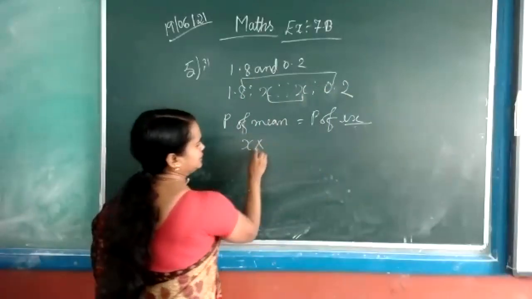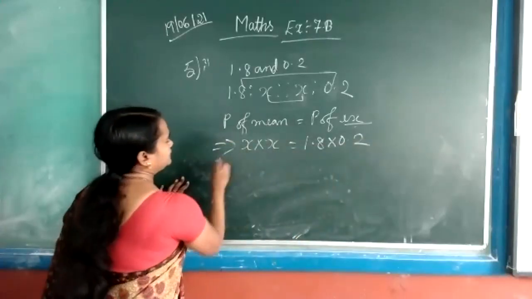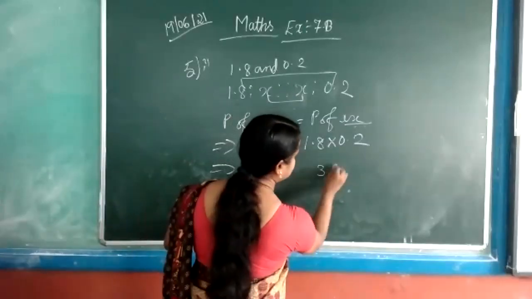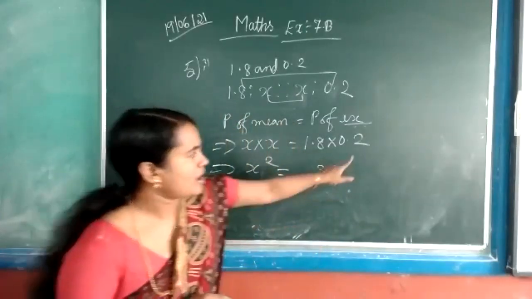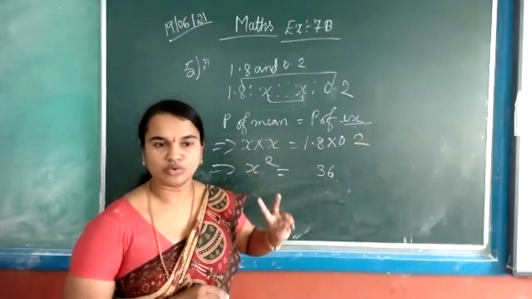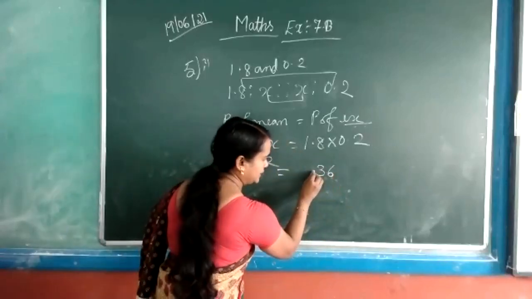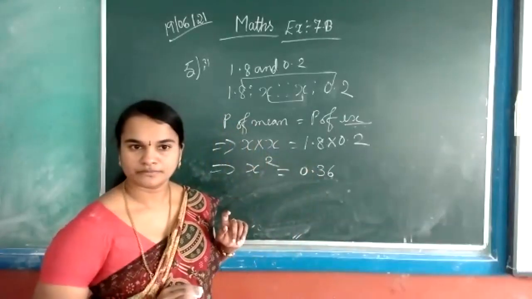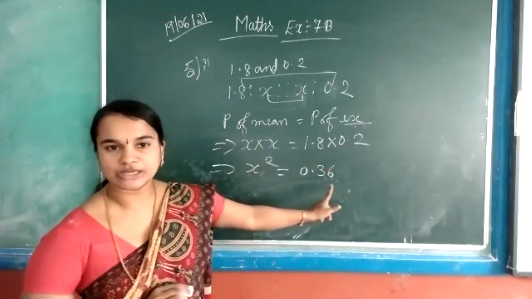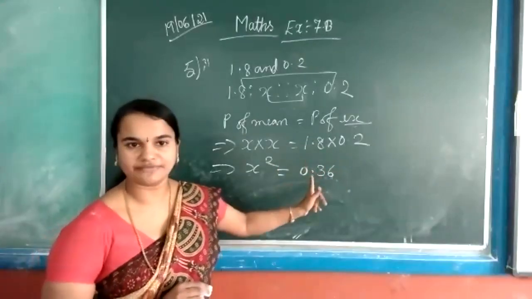So means: x into x is equal to 1.8 into 0.2. That means x square equals 18 into 2, which is 36. So 36, and we can give the decimal point here. In the first number 1 digit and in the second also 1 digit, 1 plus 1 is 2. After 2 digits, we have to put the decimal point. Clear? Understood? So 1.8 into 0.2, we are getting 0.36.